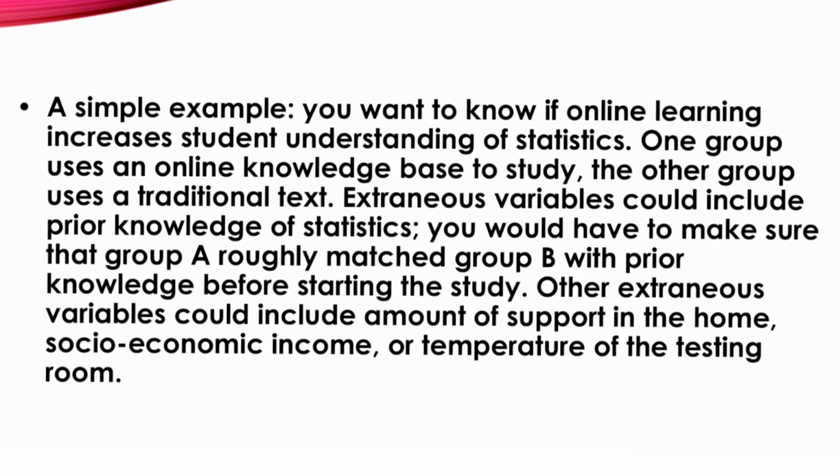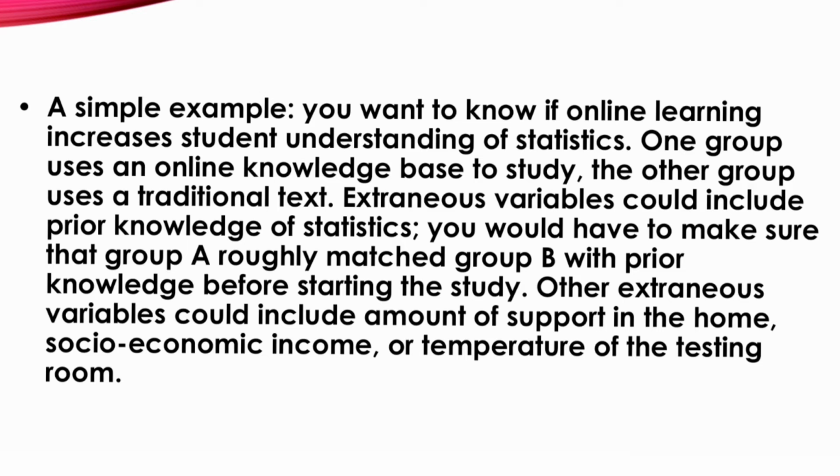So here the example is that research is being conducted to know whether online learning increases student understanding of statistics. For this, two groups are made. One group uses an online knowledge base to study and the other group uses traditional text. So here we know the independent variable is the study material and the dependent variable is the understanding of statistics. But here there is a possibility of occurrence of an extraneous variable, which is the prior knowledge of statistics.